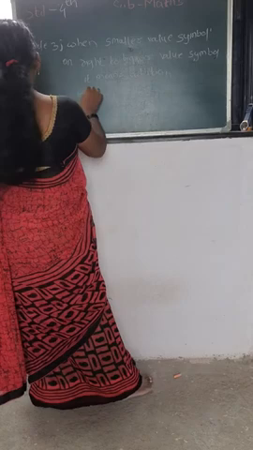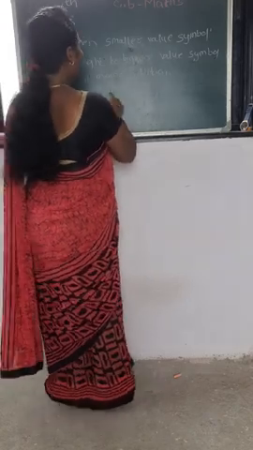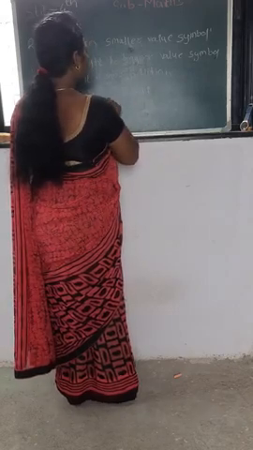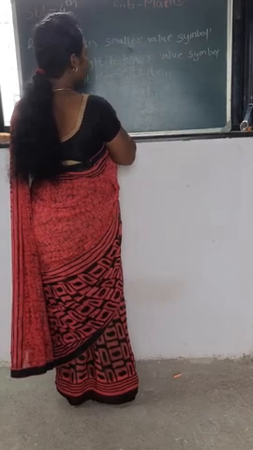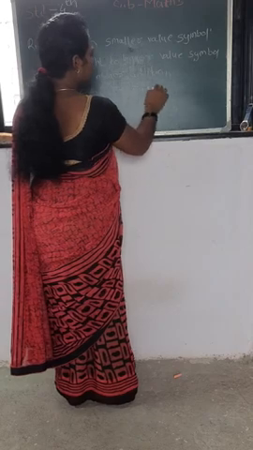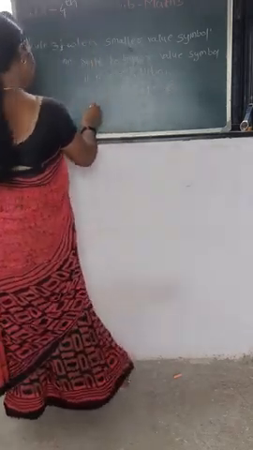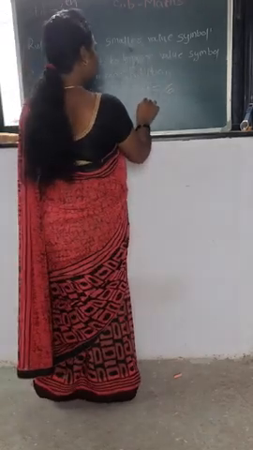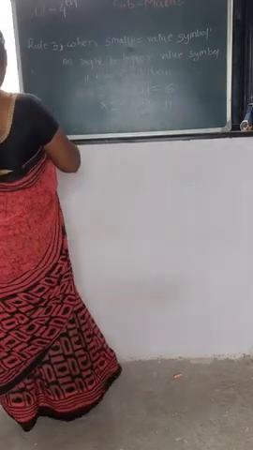For example, VI. V is denoted by 5, I is denoted by 1. Then I is written on the right of the bigger value. 5 is bigger, so we get addition, that is 5 plus 1 is 6. Then next one is XI, that is 10 plus 1 is 11.